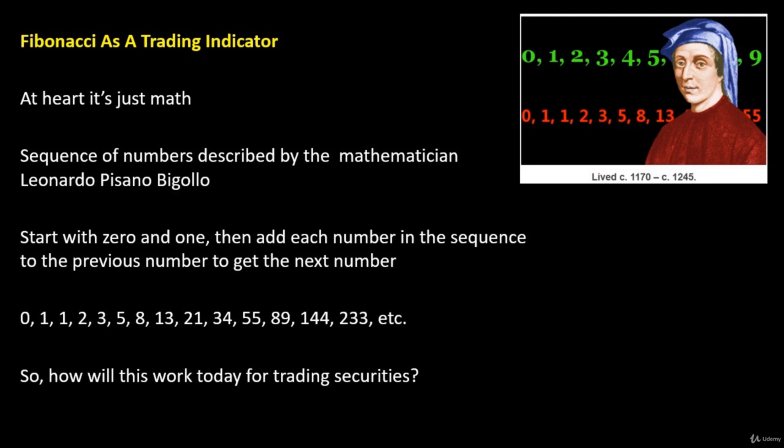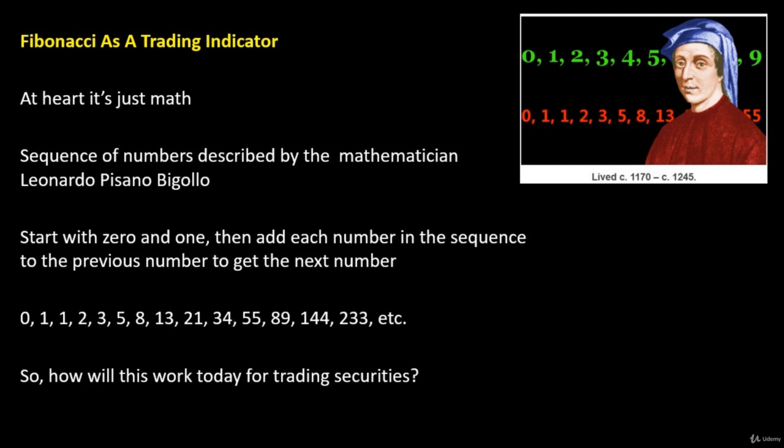Basically what you do is you start with a 0 and 1, and then you add each number in the sequence to the previous number to get the next number. If you look at the example here, this is the Fibonacci sequence. It's 0 and 1 is 1, and then 1 and 1 is 2, and 2 and 1 is 3, and 3 and 2 is 5, and so on as you keep going out into infinity. So that's how it works. It's a mathematical sequence of numbers, kind of interesting that way.